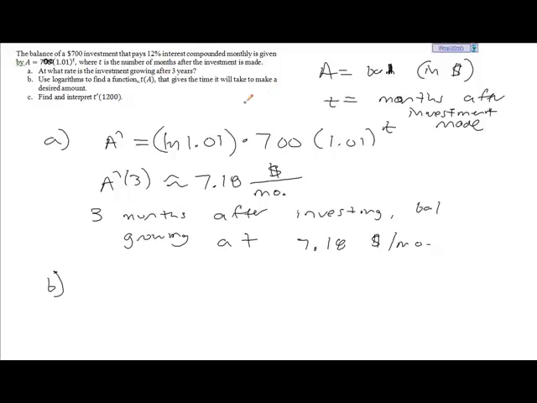In letter B, we want to use logarithms to find the inverse function that gives the time as the output based on the amount we want to make. So in this case, we need to divide both sides by 700. We get A over 700 equal to 1.01 to the t. Now I'm going to convert to logarithms, so I read this as t is the power. T is the exponent on the base 1.01 to get A over 700.